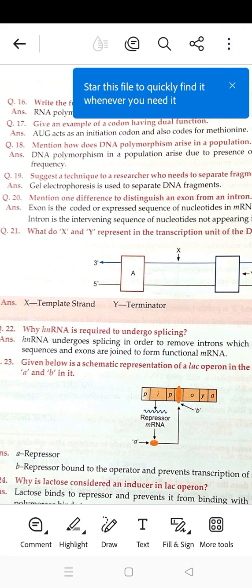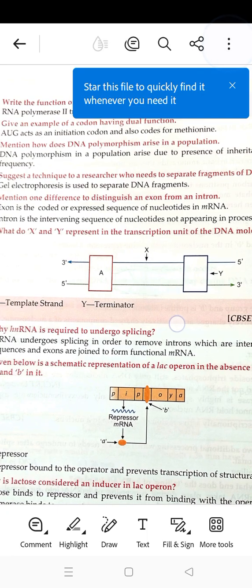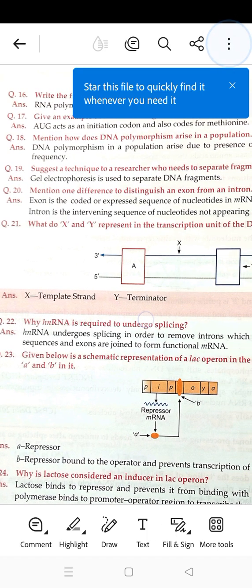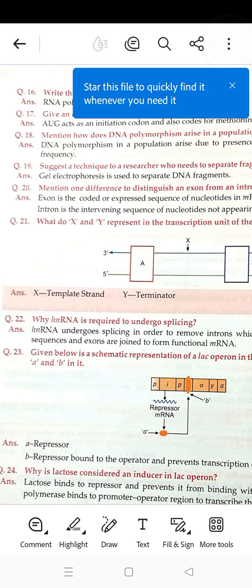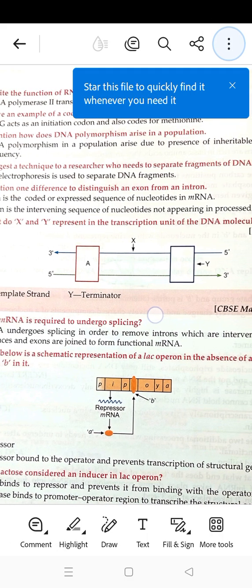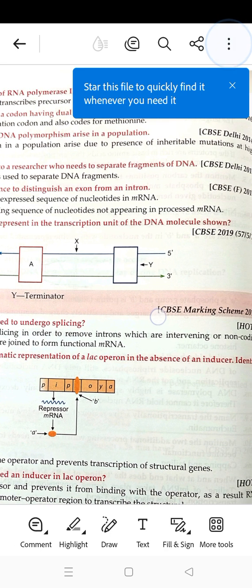Next, question number 20. Mention the difference to distinguish an exon from an intron. The answer is exon is the coded or expressed sequence of nucleotides in mRNA. Intron is the intervening sequence of the nucleotides not appearing in processed mRNA. Okay.